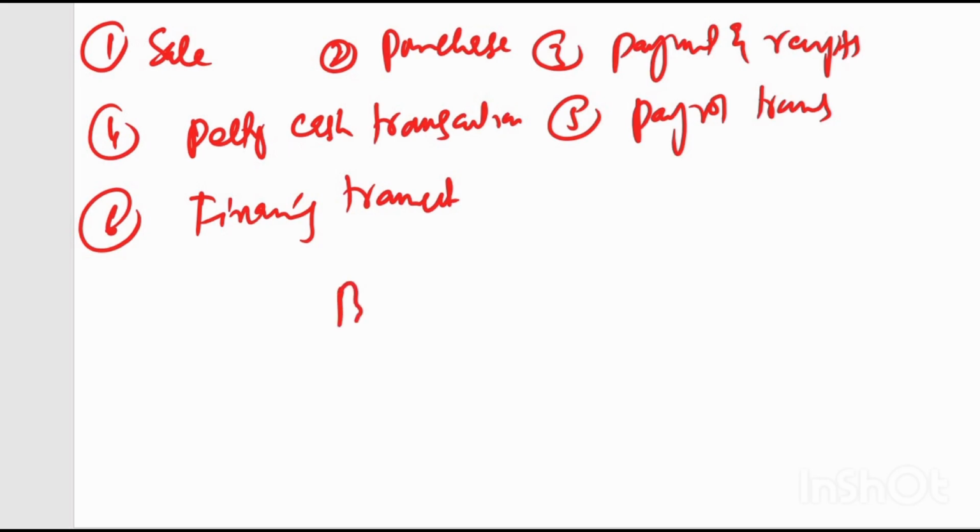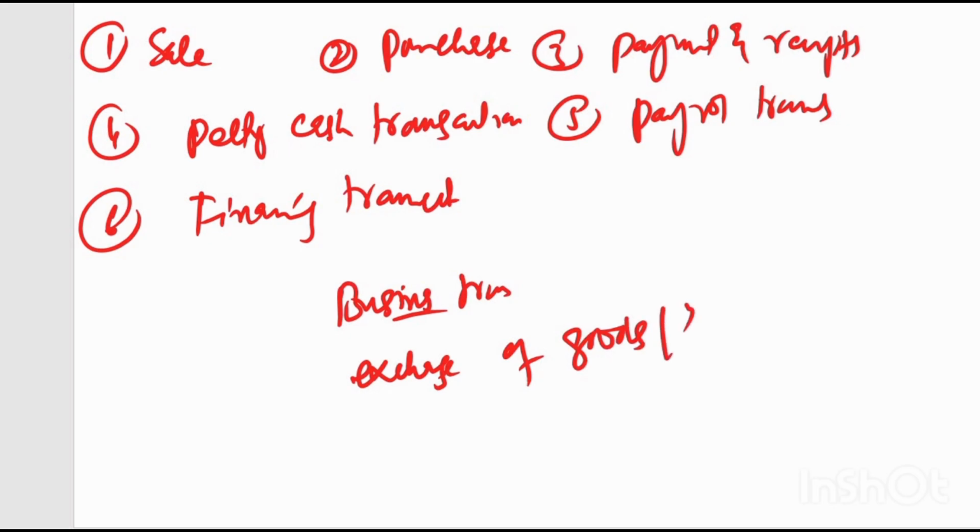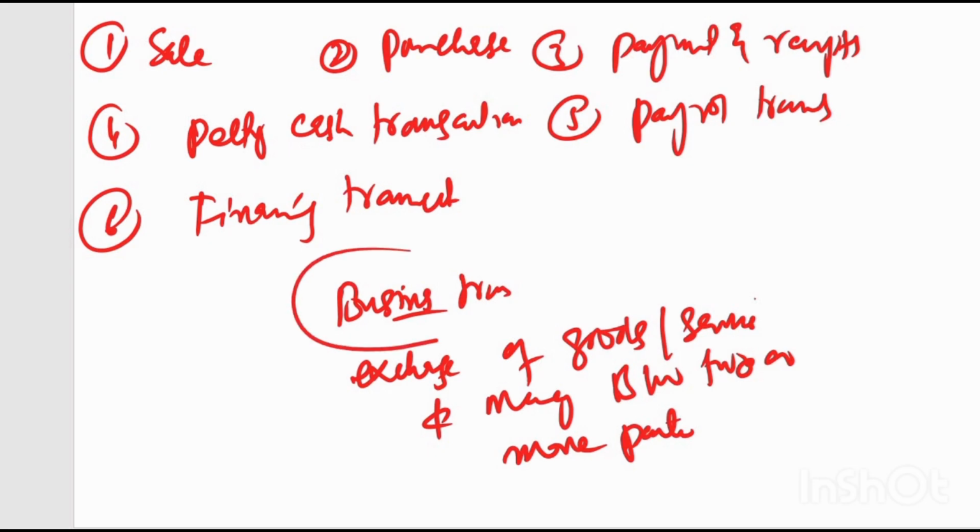So business transaction means the exchange of goods, services, and money between two or more parties, then we call it a business transaction. Now we have to discuss the sale transaction. A sale transaction is the exchange of goods or services for money, then we call that a sale transaction.